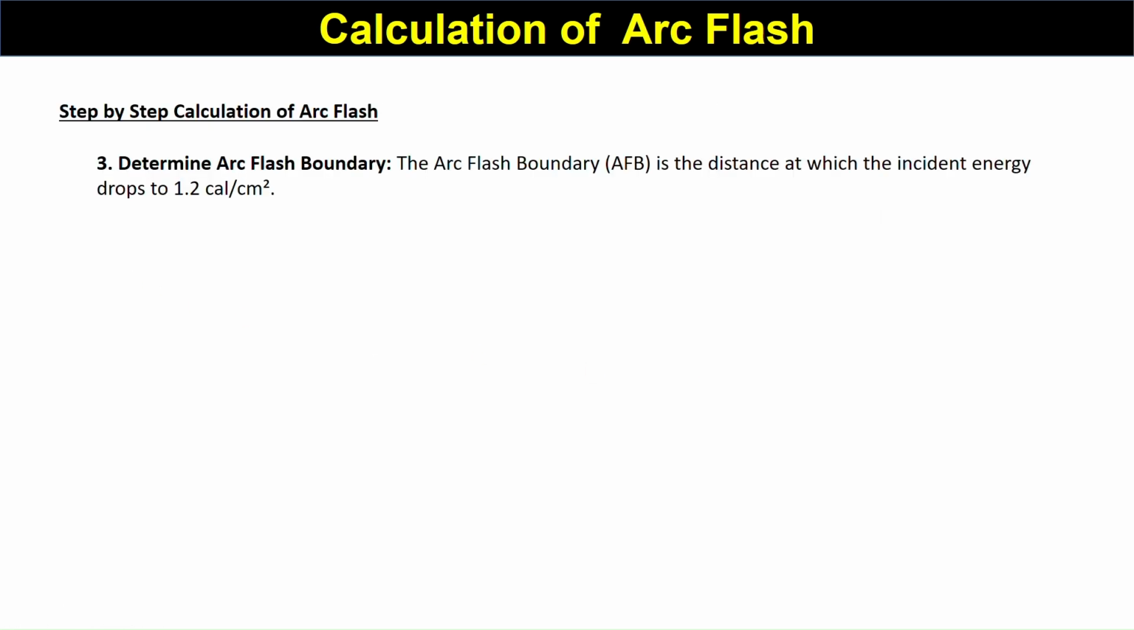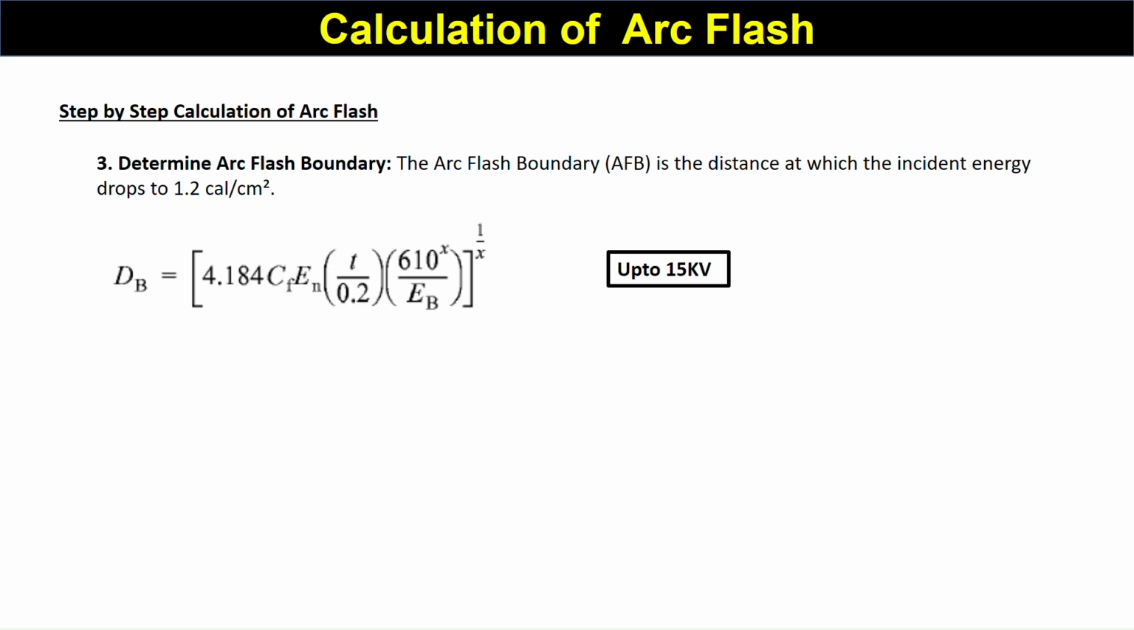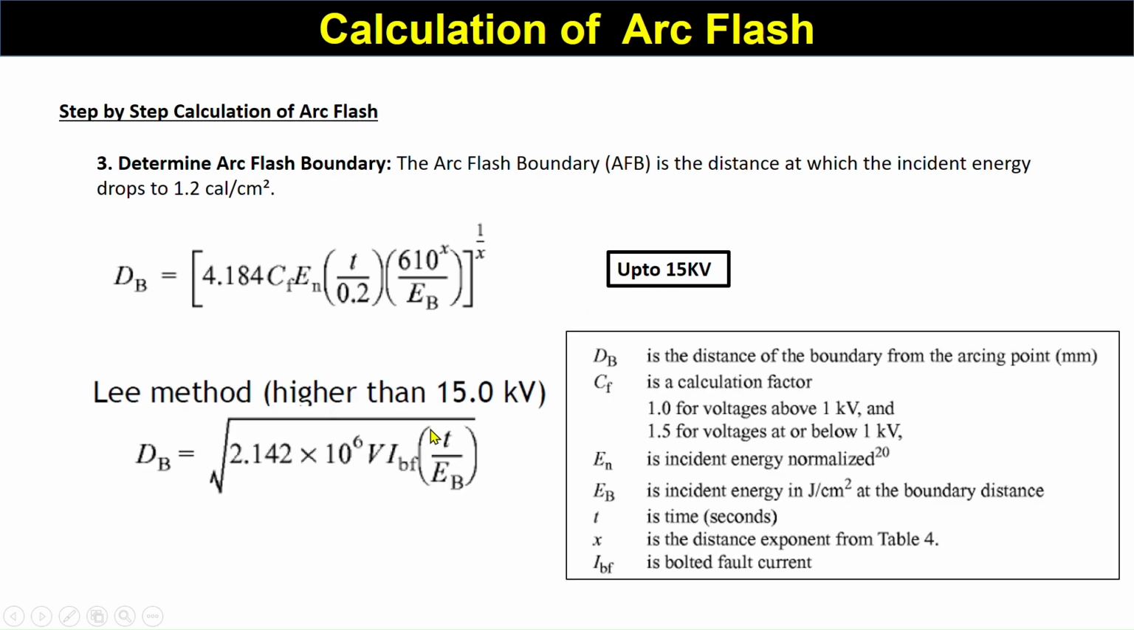Determine the arc flash boundary. The arc flash boundary is the distance at which the incident energy drops to 1.2 calories per centimeter square. The formula for calculating the arc flash boundary up to 15 kilovolt is this, and this is for the Lee method for higher voltages, higher than 15 kilovolt. The formula is this, where D is the distance of the boundary from the arcing point.